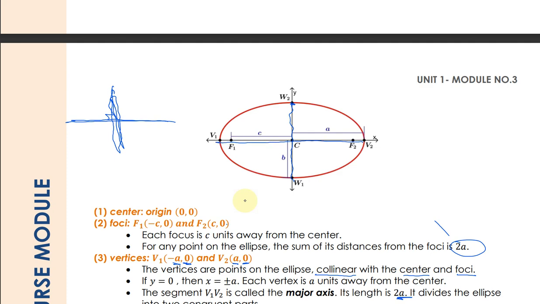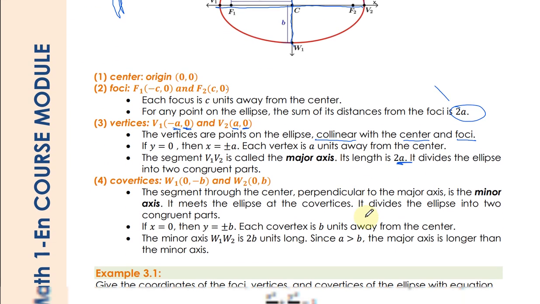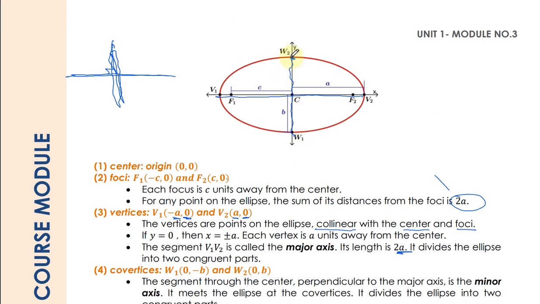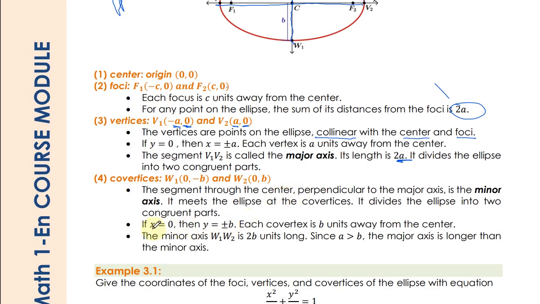It is easy to remember because major means bigger than minor. So the major axis is longer than the minor axis. It divides the ellipse, and it meets the ellipse at the co-vertices. So the two co-vertices are where the minor axis meets the ellipse.